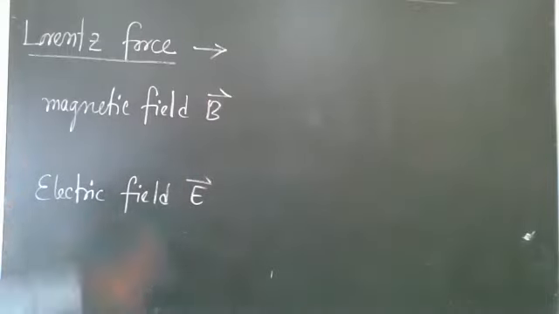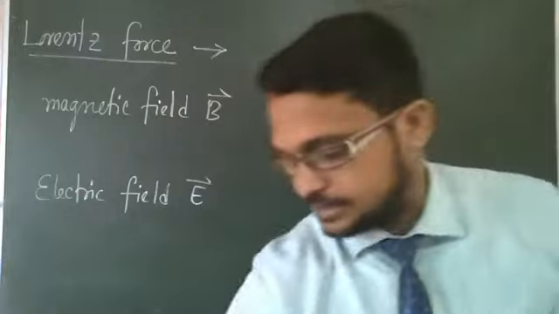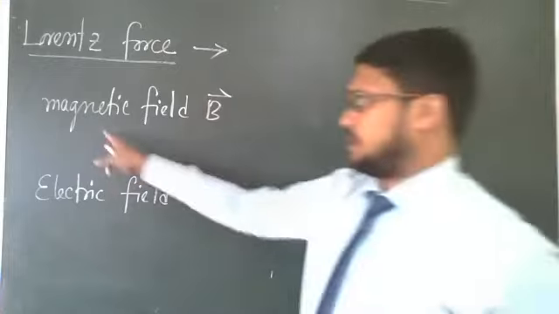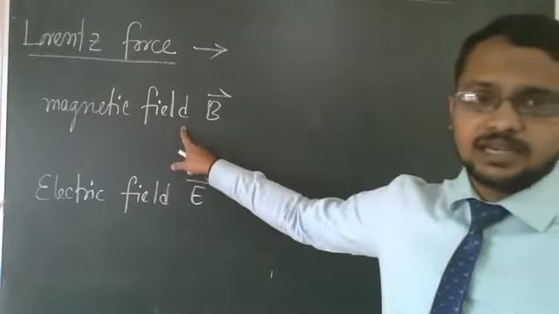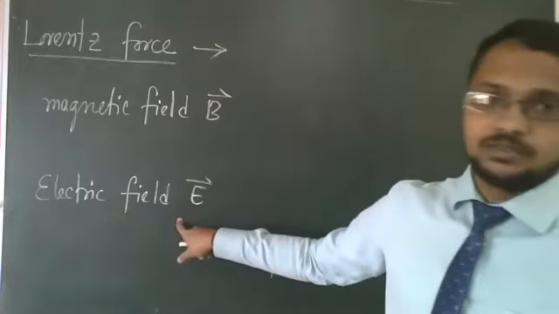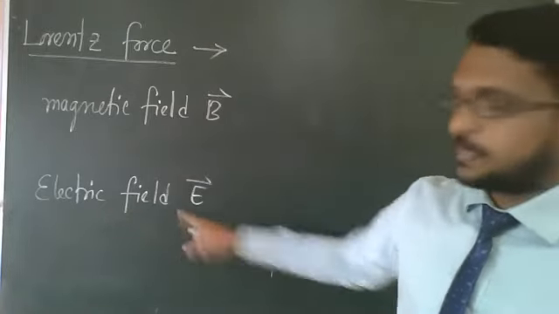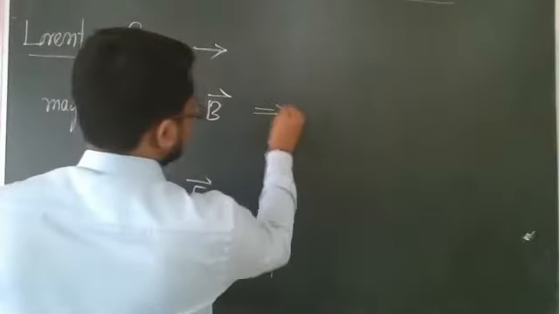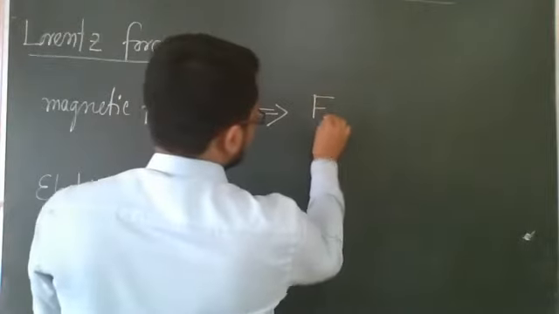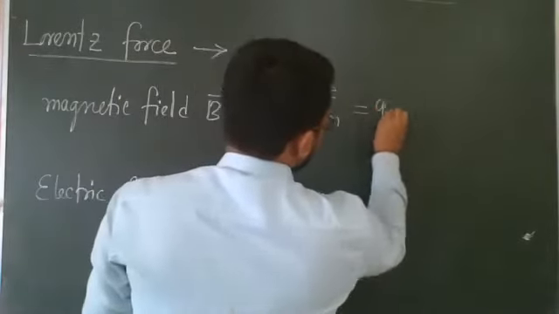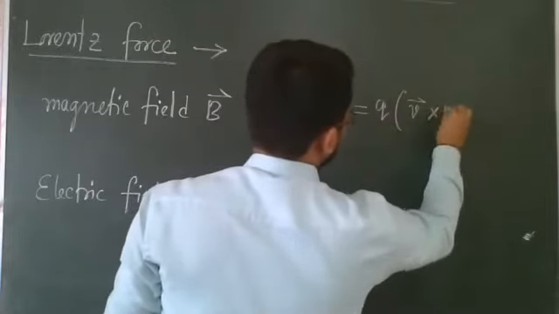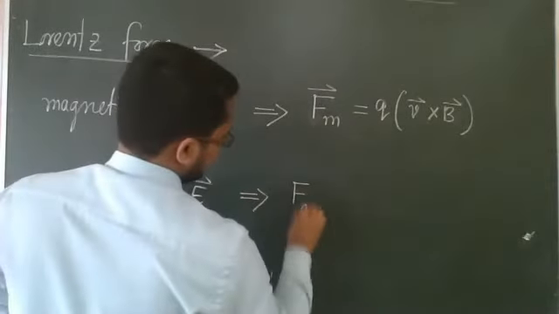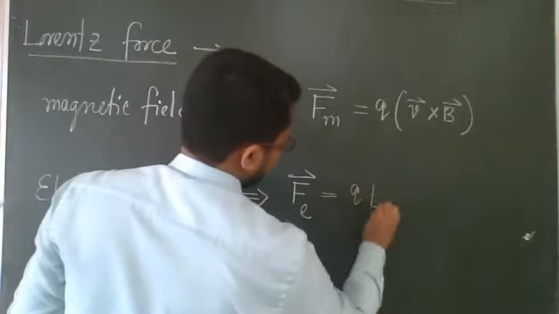In that region, a charged particle is entering. Then what will happen? Due to the magnetic field, the charge will experience a magnetic force, and due to the electric field, the charge will experience an electric force. So for these two fields, the charge will experience two kinds of force. One is magnetic force, Fm equals Q V cross B, and another force is electrical force, that is Q into E.